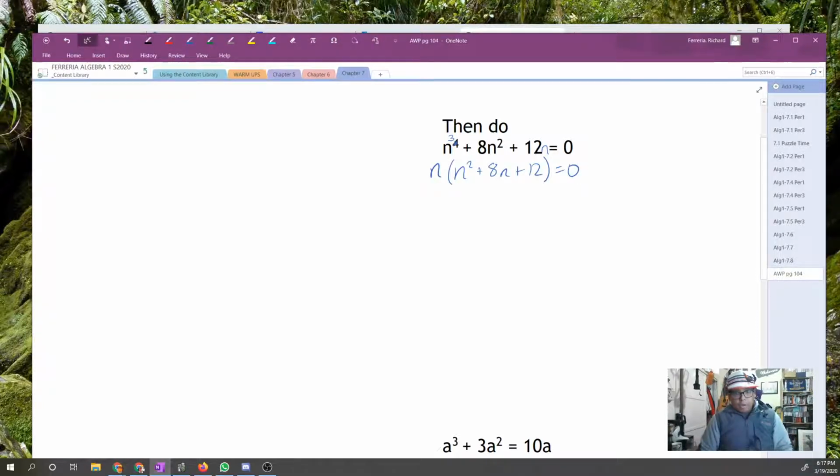Okay, there you go. We have factored out the N. Next time I'm going to pause, I'm going to have you factor N squared plus 8N plus 12. So pause it now. There we go. N plus 2, N plus 6. Don't forget the other N over there. And now, this time when we pause it, you're going to go ahead and give me the answers. So pause it now, get the answers.